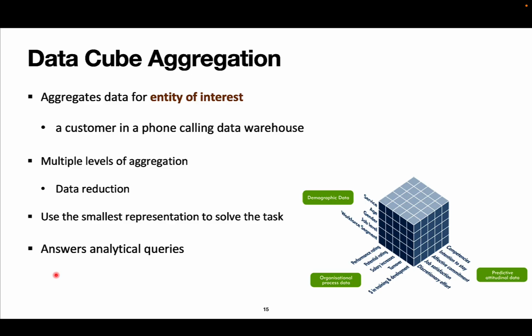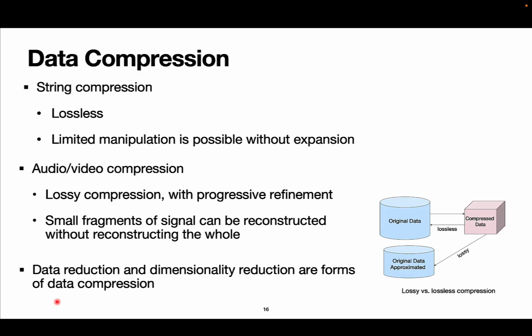Data cubes are multidimensional arrays of values that use multiple levels of aggregation to reduce the data and allow efficient data processing in the data warehousing environment. Data compression is another data reduction technique. For the strings case, it's lossless. We can compress and decompress text without issues. But audio and video compression can be lossy. But the key here is only losing a small number of frames without affecting the overall quality of the video.